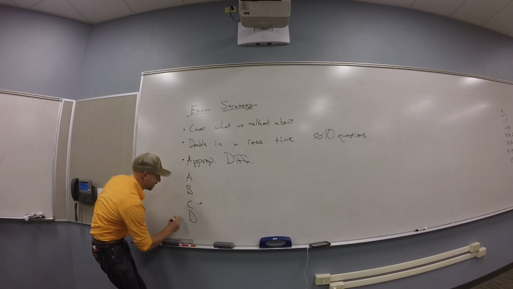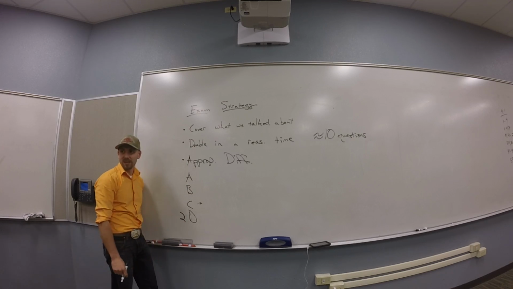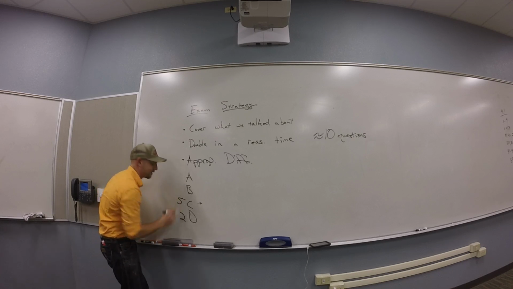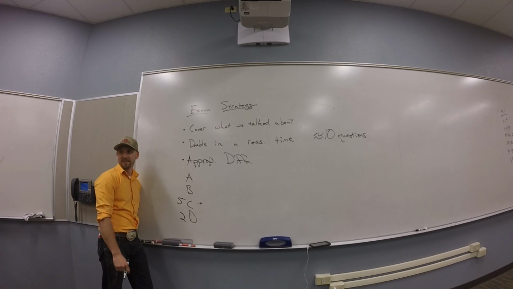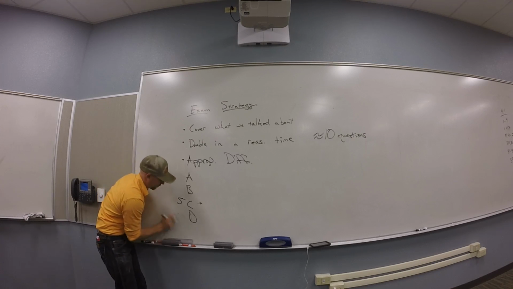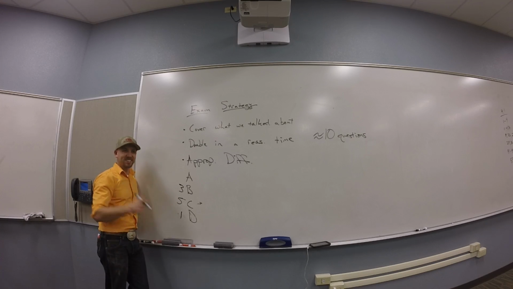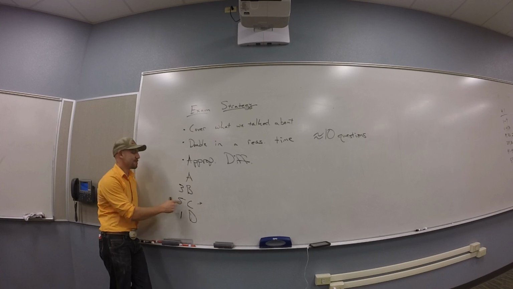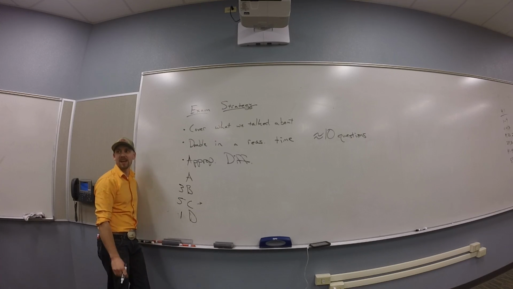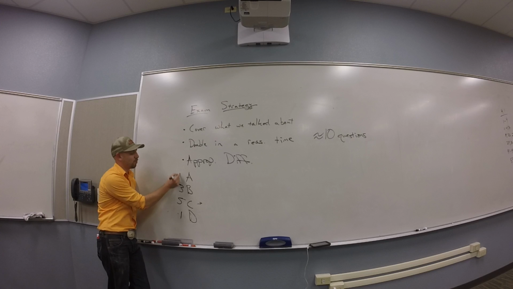There will be about 2 D things. Let me change that. There will be about 1 D thing, like, were you alive? There'll be 5 C things, give or take, 3 B things, and 1 A thing.